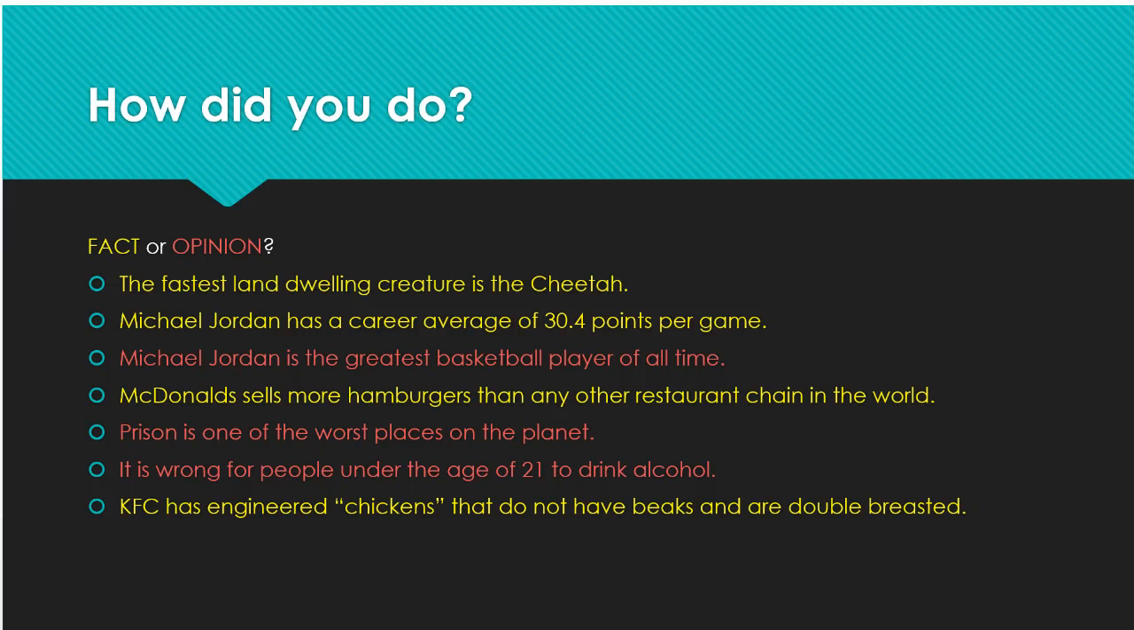It is wrong for people under the age of 21 to drink alcohol. Now, that is an opinion. Now, if it said it is illegal for people under the age of 21 to drink alcohol, that would be a fact. But it says it's wrong, and that's a moral judgment, and that means it's an opinion.